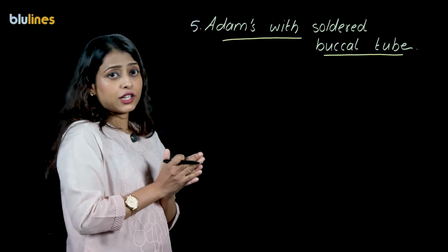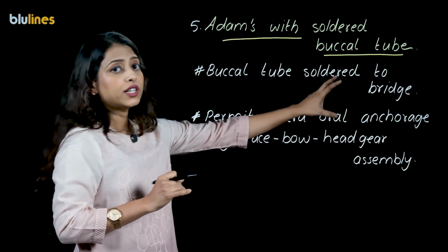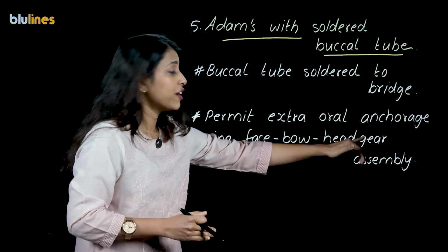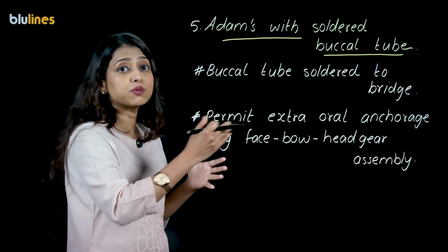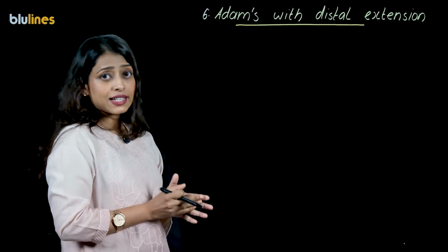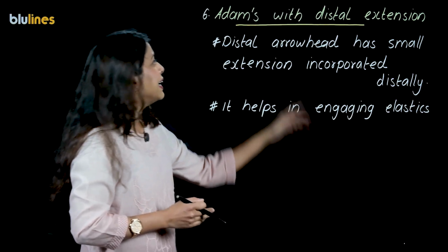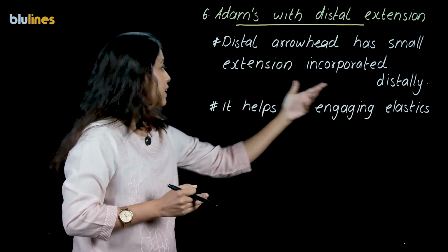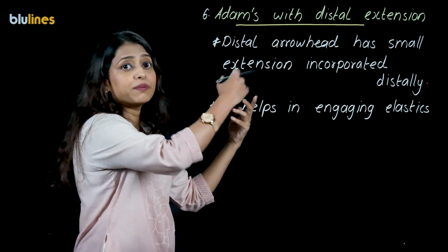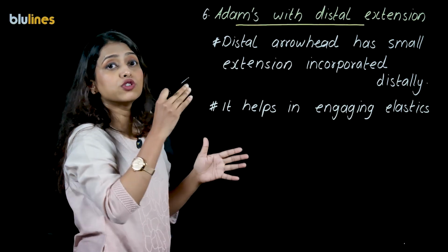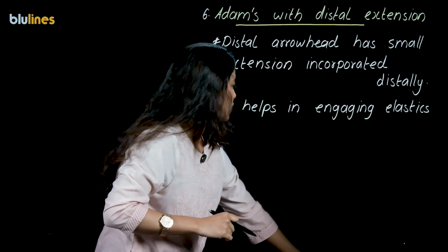Adams with soldered buccal tube. Here a buccal tube is soldered to the bridge of the conventional Adams clasp. This permits extraoral anchorage using a face bow headgear assembly. Adams with distal extension. The distal arrowhead has a small extension incorporated distally, so it will be going distal from the distal arrowhead of the tooth towards the next molar. This extension can be used for engaging elastics.